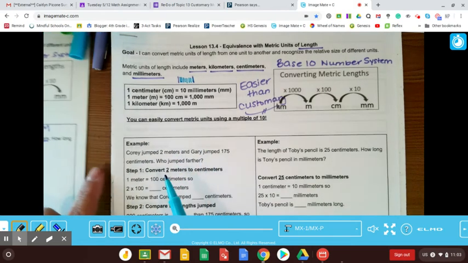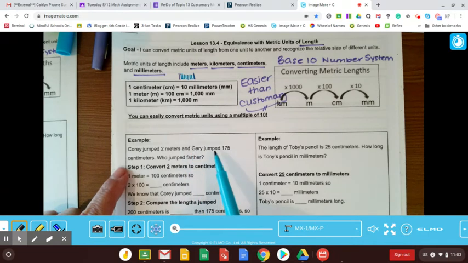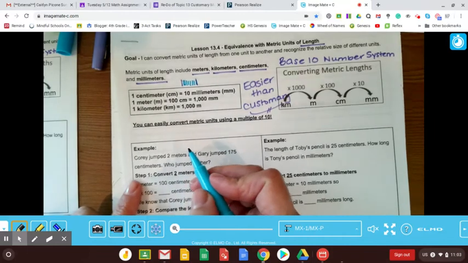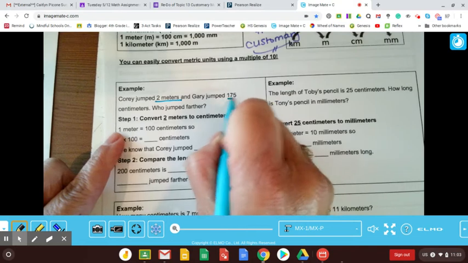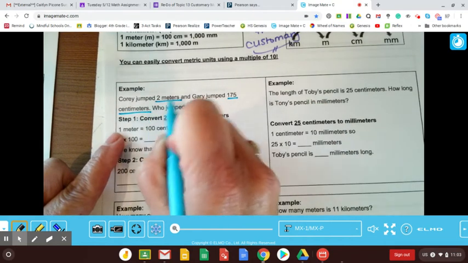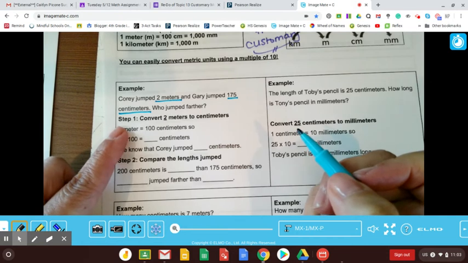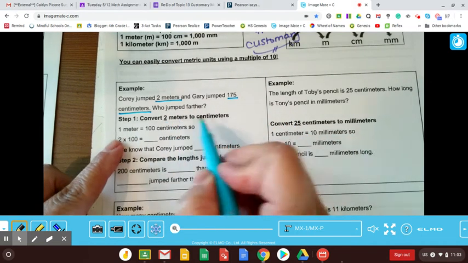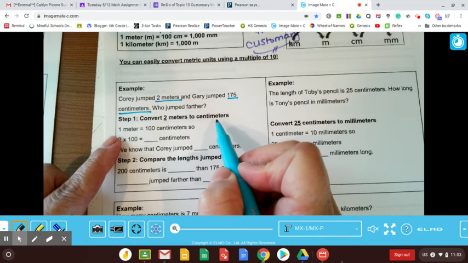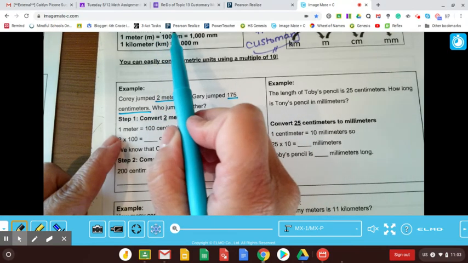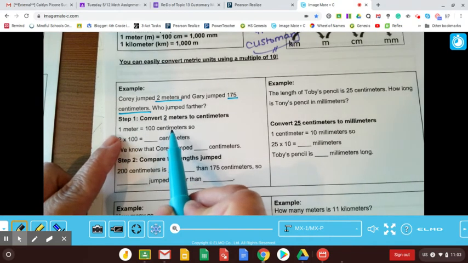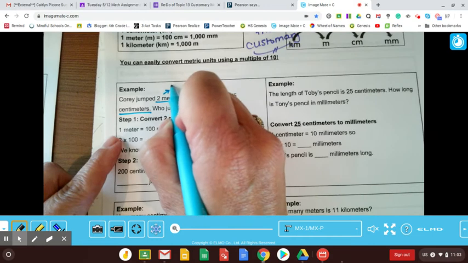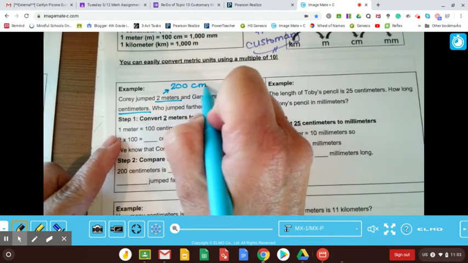So let's get started. Corey jumped 2 meters and Gary jumped 175 centimeters. Who jumped farther? The first thing I notice is that I have two different units of length. I need to convert 2 meters to centimeters. In order to do that, I look up here and I know that 1 meter equals 100 centimeters. So 2 meters would equal 200 centimeters.